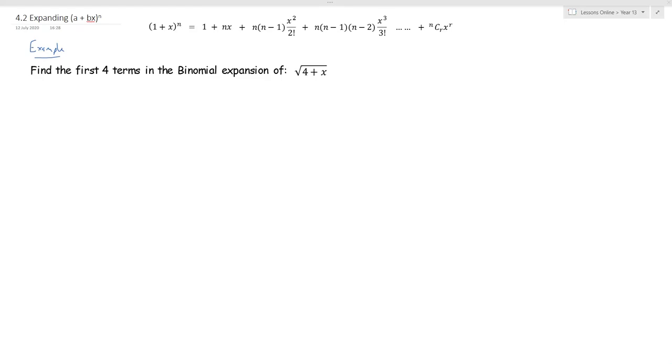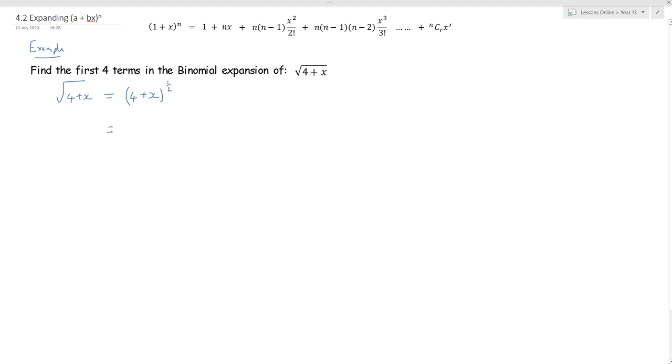So this is our first example. Find the first four terms of the expansion of the square root of 4 + x. Now we can rewrite that. If we write our square root of 4 + x here, that's equivalent to (4 + x) to the power of half.